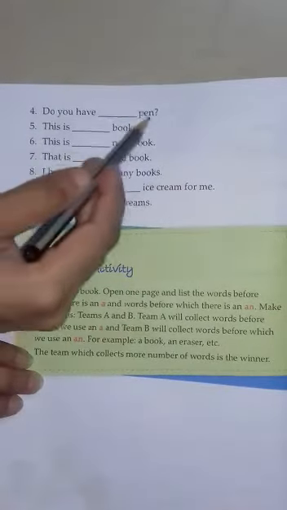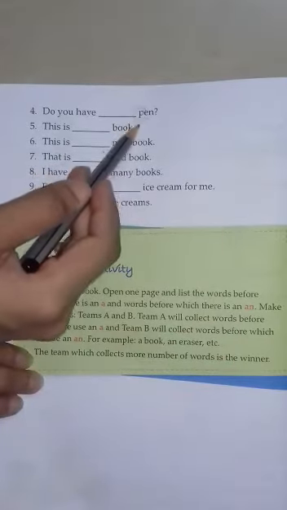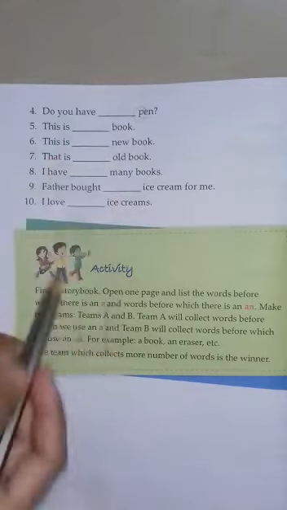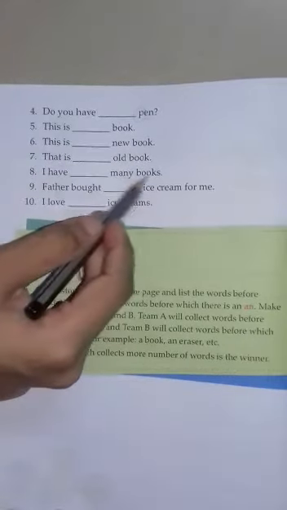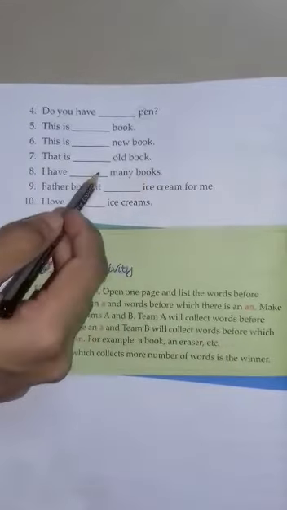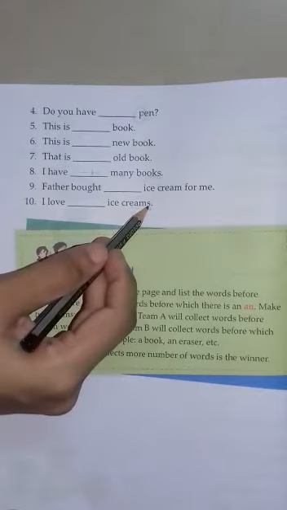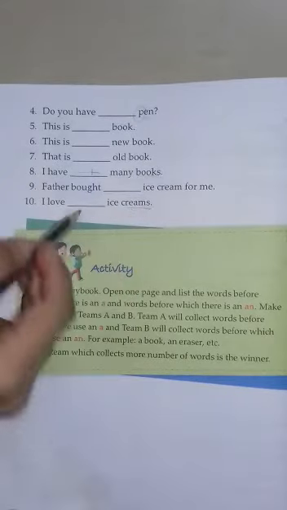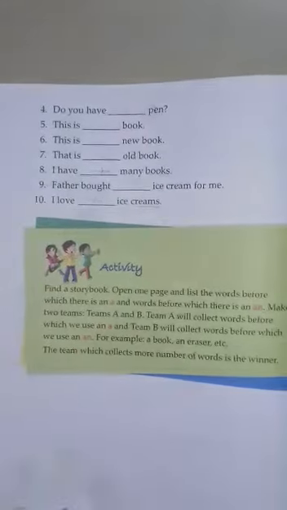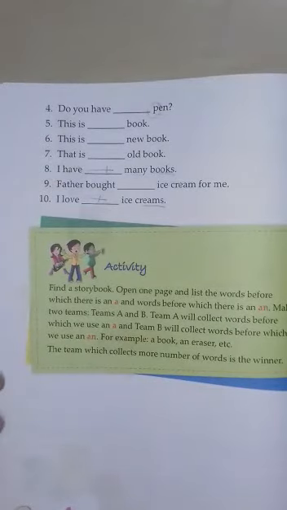Do you have a pen? It is number 1. So we will put A or AN. P is a consonant, so A is the answer. You can see many books. Books, B-O-O-K-S. Books means many. So here we will put a cross. I love ice creams. There is S at the end, that means many ice creams. We will put a cross. We cannot put A or AN before the naming words that show more than one. Clear?